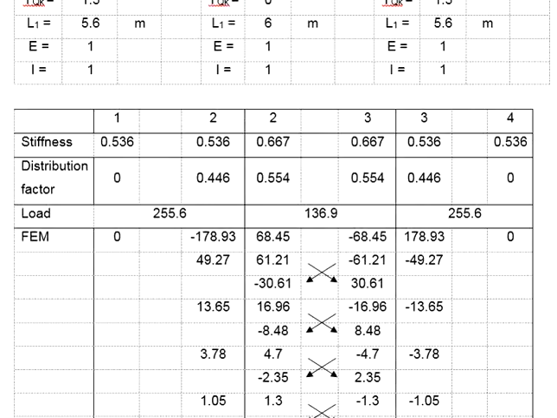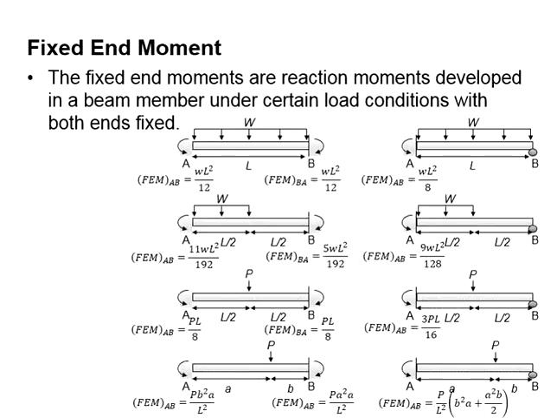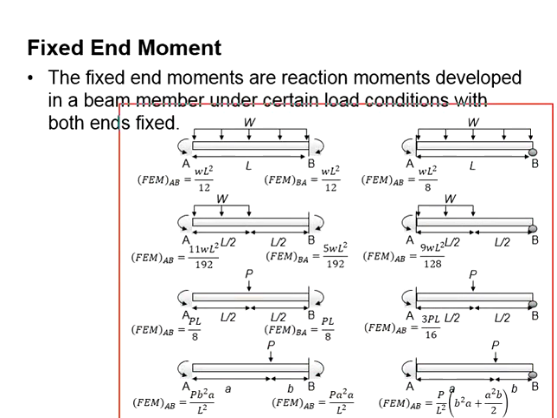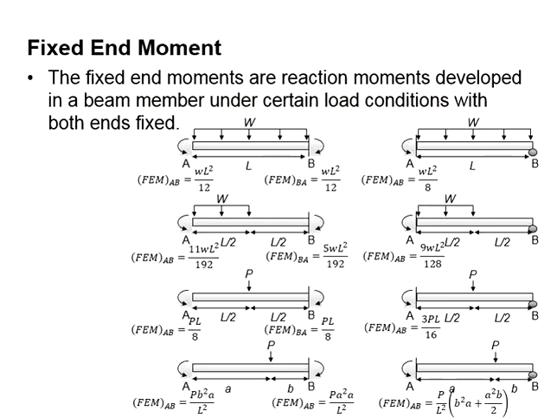Now it depends on the final exam paper whether this kind of table is provided or not. In the case that the equations are not provided, it is not difficult to memorize them. WL squared per 8 is the typical equation for a pin supported member, and WL squared per 12 is the typical equation for fixed end members.